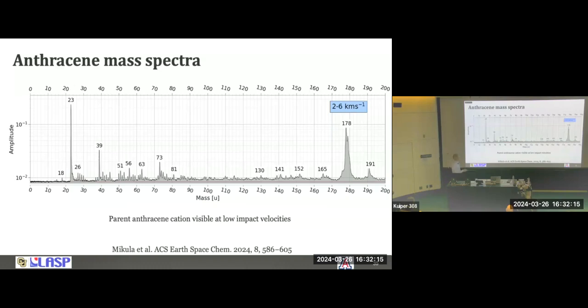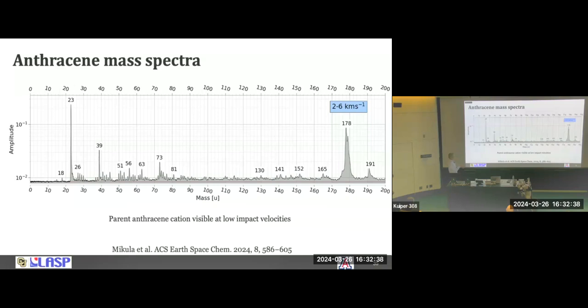And what you see is, as long as you're in this 2 to 6 kilometer per second bin, this is on a log scale. So you can see that your mass to charge 178, which is your anthracene cation, your anthracene parent molecule, is very abundant. And then that's either 13C or there may be some protonated anthracene over there. But other than that, there's some fragmentation over here.